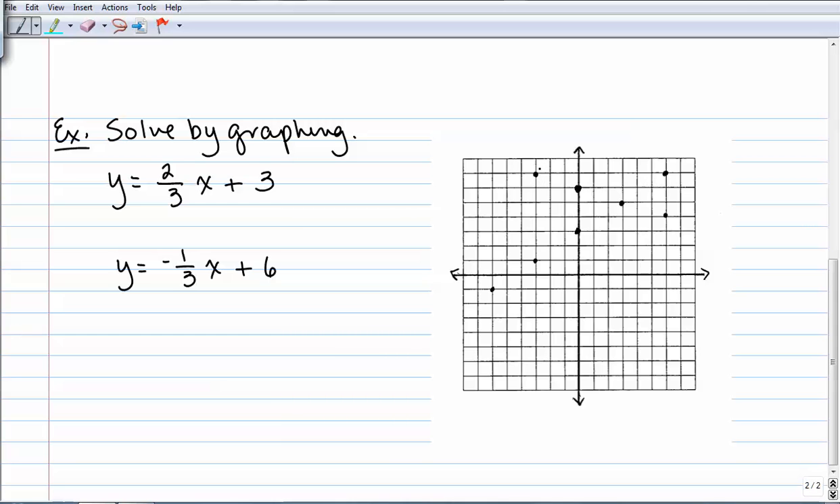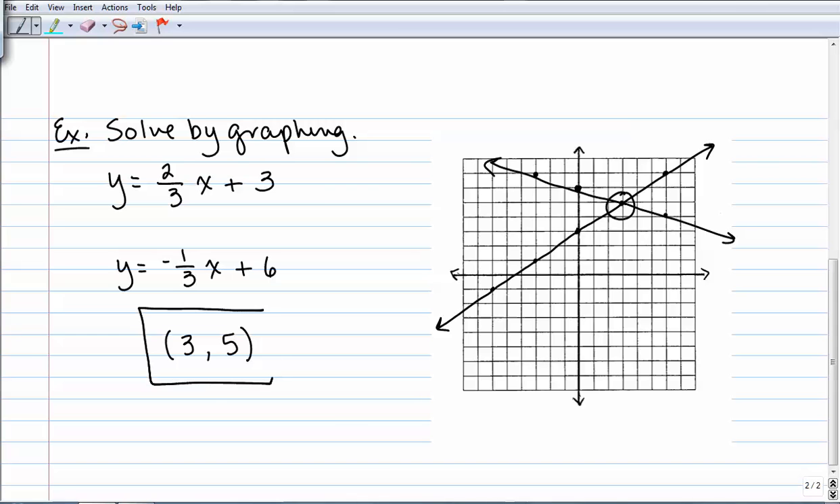And as you can probably already see, the lines are going to intersect right here. They're going to intersect at this point right here, which on the coordinate plane is the point 3, 5. So I write my answer as an ordered pair, 3, 5. And that's the solution to this system.